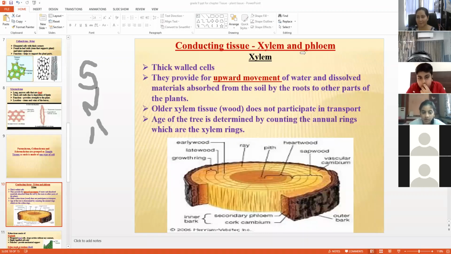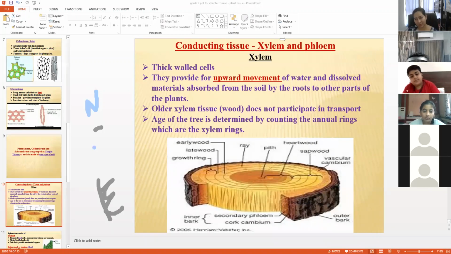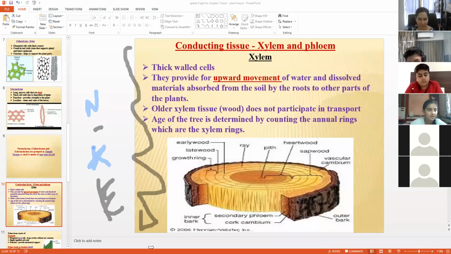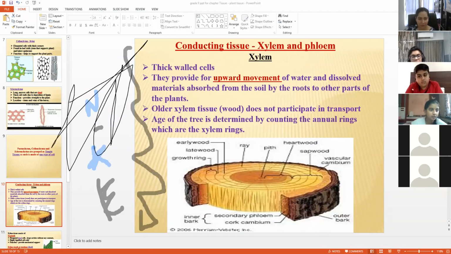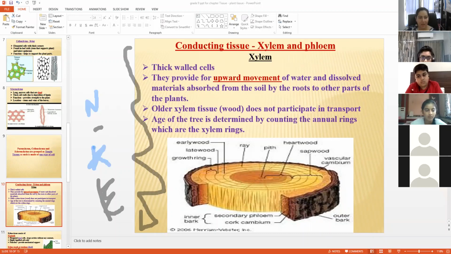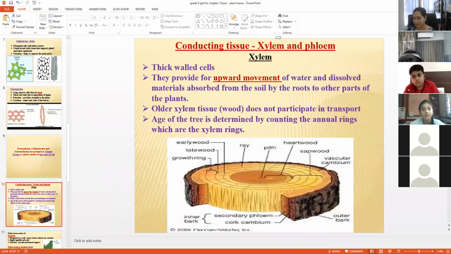Ma'am, the wood is the old xylem cell, right? Yes, the wood is the older xylem tissue. And ma'am, can you just explain collenchyma again? One minute, darling. Can I first finish my session and then I'll explain it to you again? Okay?